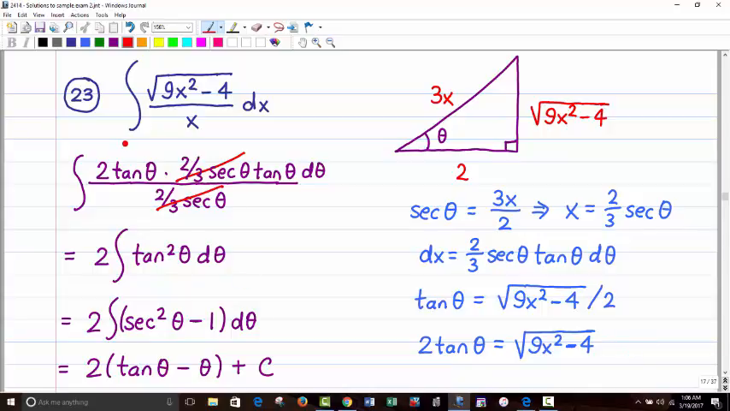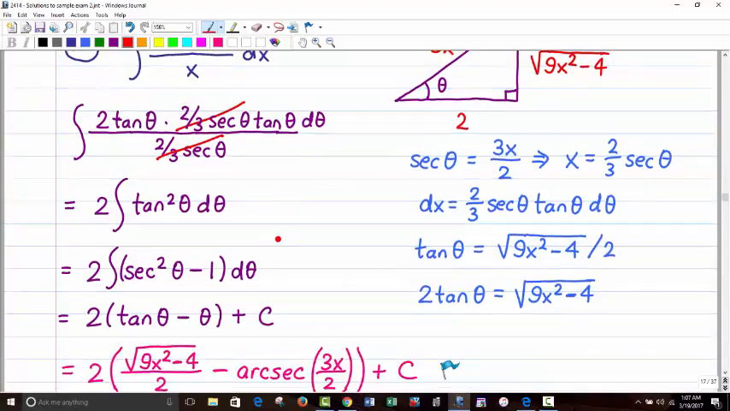So let's put everything in there. The radical will be 2 tan theta. dx will be 2/3 sec theta tan theta d theta. And then we have x on the bottom, which is 2/3 sec theta. So the sec thetas and the 2/3 also cancel. Those terms cancel. So we're left with 2 tan squared theta d theta.